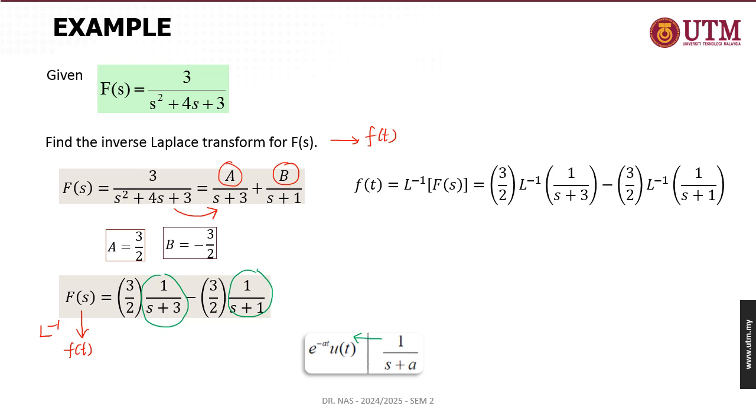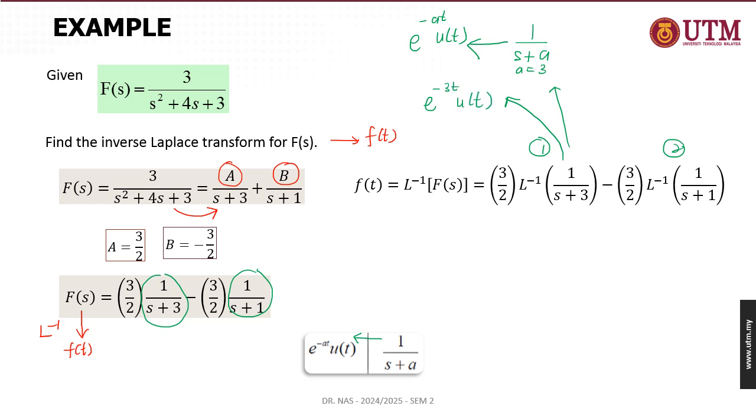Okay, so perform the inverse Laplace transform on both sides. The first one and the second one. So compare with the given equation, in this case 1 over s plus a. So your a in this case equals 3. Therefore, this one will produce e to the minus at u(t). In this case, since your a equals positive 3, it will produce e to the negative 3t u(t).